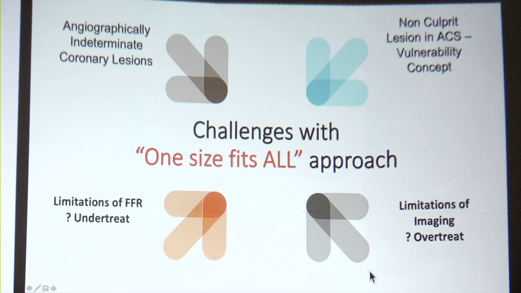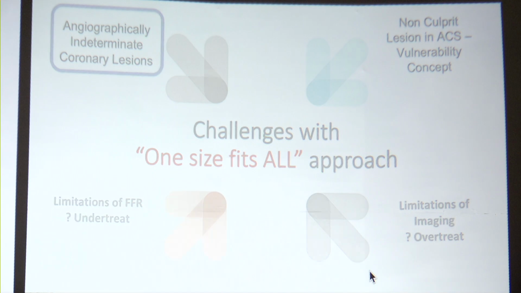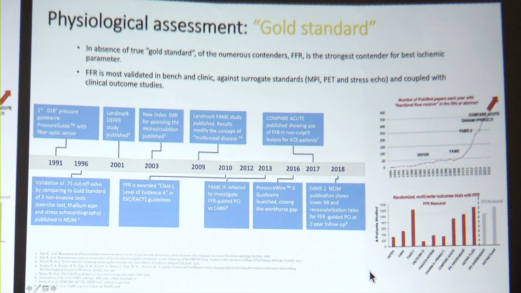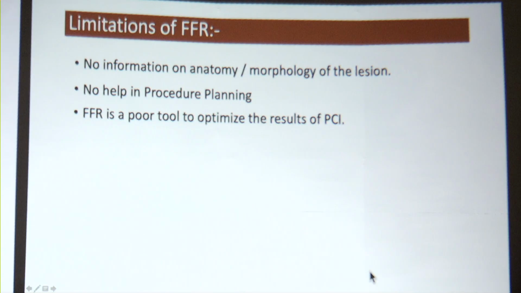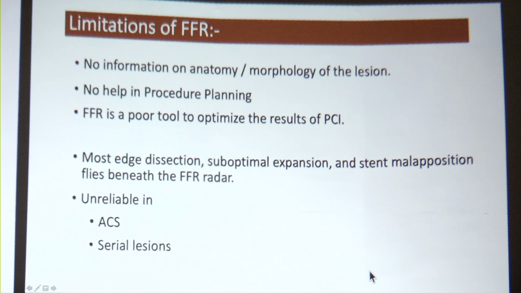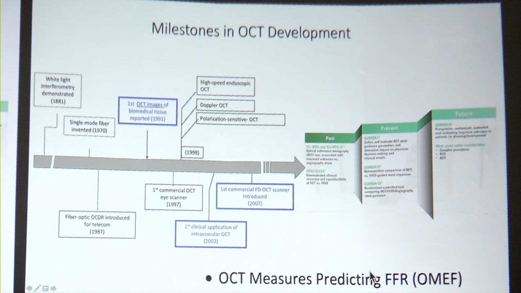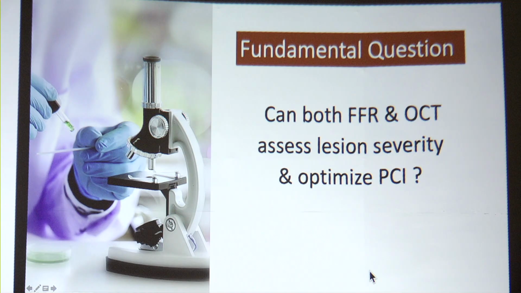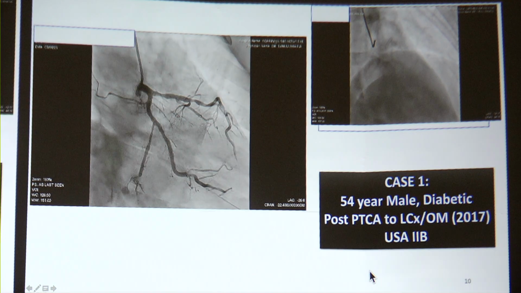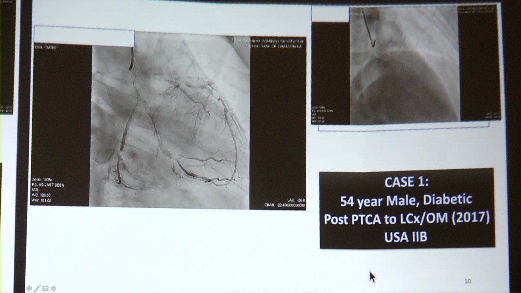The first example is about angiographically indeterminate lesions. Though we have a wealth of long-term data for FFR assessment, we should understand that edge dissection, suboptimal expansion, and stent malapposition definitely fly beneath the FFR radar, and FFR is extremely unreliable in ACS and serial stenosis, just as discussed in a few presentations earlier. And now we have an upcoming trial where OCT would be helping us predict FFR. But this fundamental question still needs to be answered. This case would exemplify that.